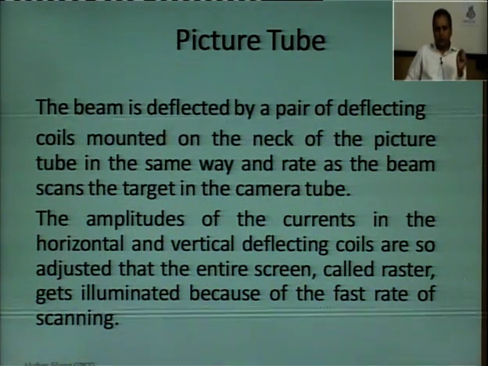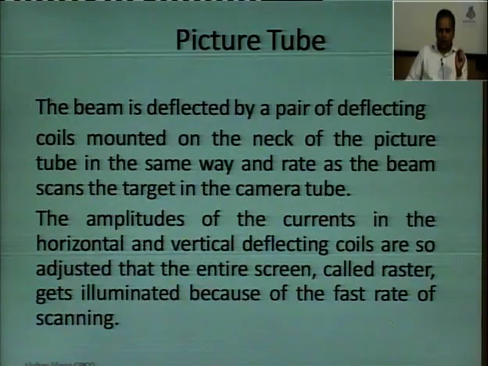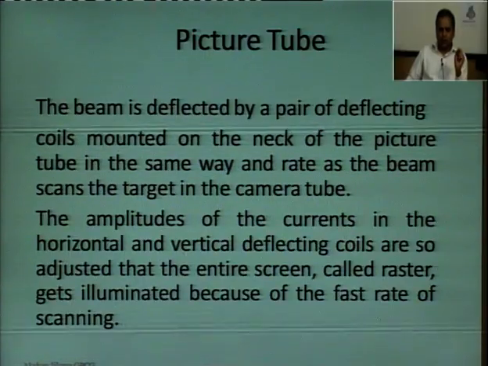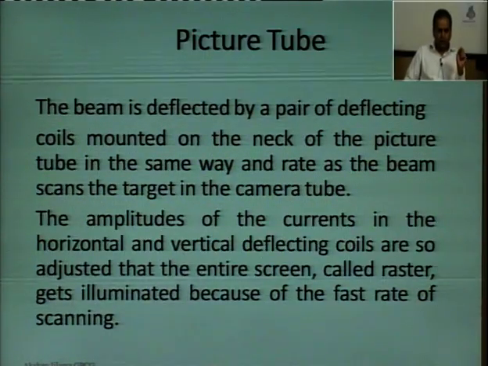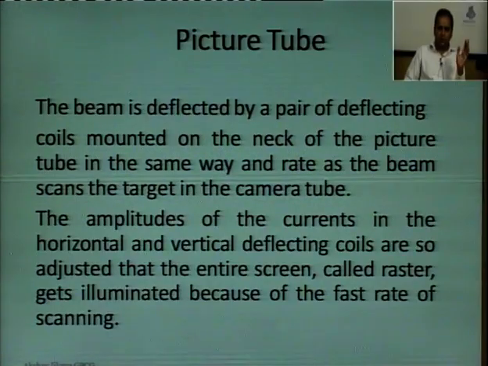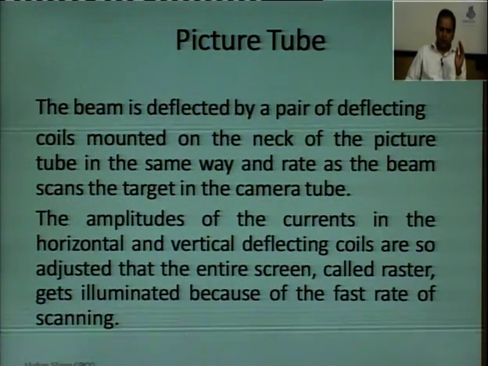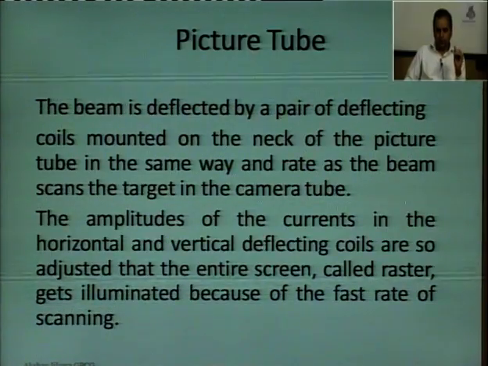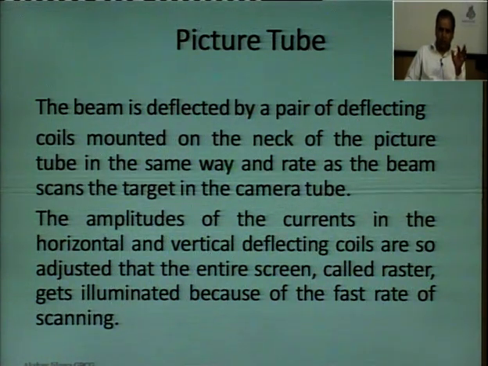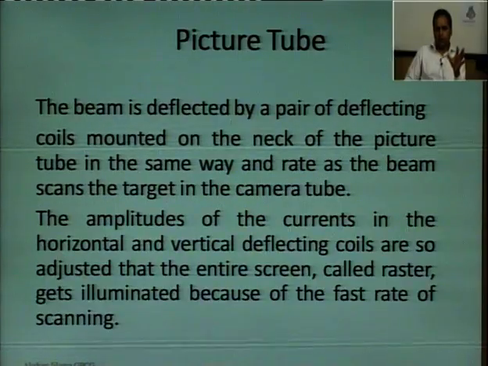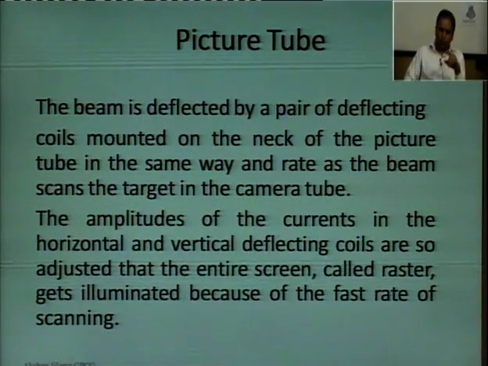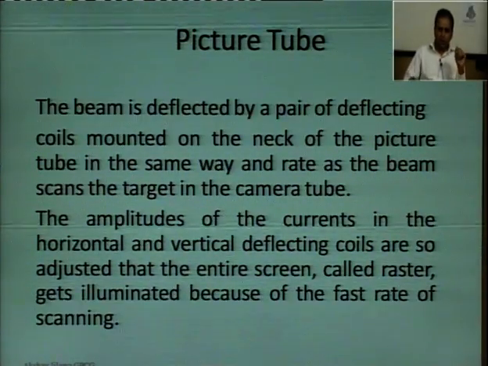The amplitudes of current in the horizontal and vertical deflecting coils are so adjusted that the entire screen, called the raster, gets illuminated because of the fast rate of scanning. So, scanning is done at a very fast rate and the amplitude or the strength of the horizontal and vertical deflection coil current should be high enough to generate a large amount of deflection which moves the beam spot from left to right and from top to bottom, so that the whole of the raster, the whole of the screen, can be scanned.